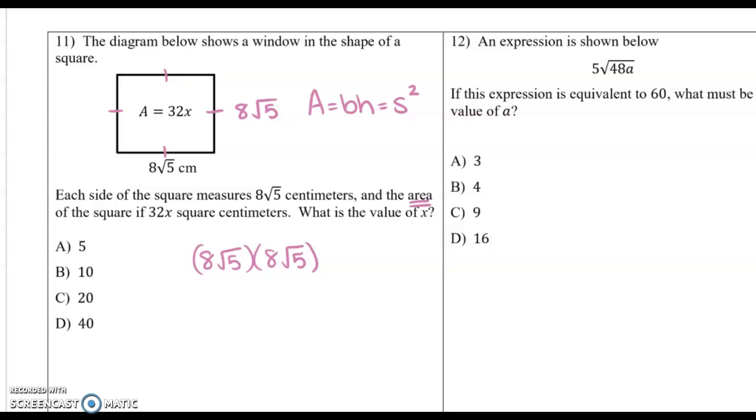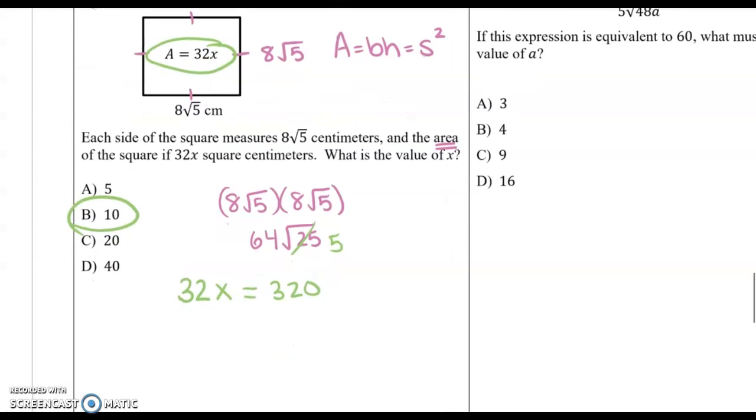When I multiply that, that's going to be 64 root 25. So the root 25 becomes a 5. So 64 times 5 gives me that my area should equal 320. So I need to figure out 32 times what number gives me 320? Well, 32 times 10 gives me 320, but you can always solve this one-step equation, and you would end up getting 10. So 32 times 10 gives me what the area should be, which is 320 centimeters squared.